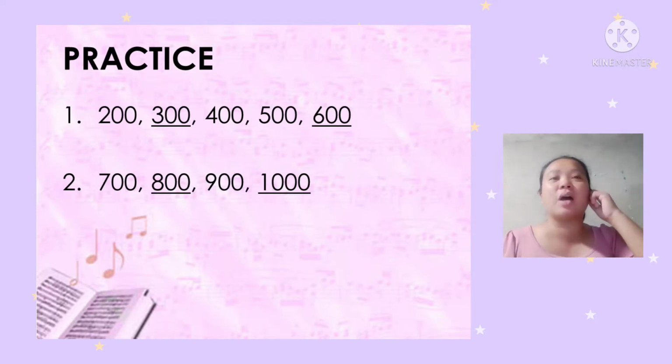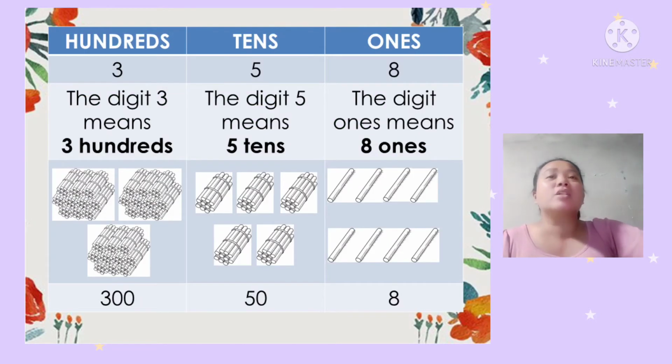Now let's go to our place value. So we have here 358. Okay? So we have 3 bundles of hundreds here. It is 300. The 5 bundles of 10, so we have 50. And 8 ones. So we have 300 plus 50 plus 8 is equal to 358.